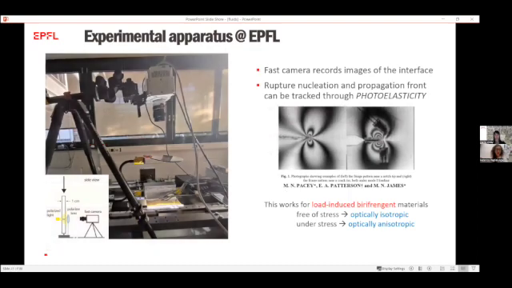Then we used the fast camera, as you can see here in the picture on the left. That allowed us to use photoelasticity. Photoelasticity is a very powerful tool that allowed us to track the nucleation and the propagation of the rupture front. This works very well for birefringent materials. That means that our materials, like PMMA, the one that we use, are optically isotropic when there is no stress applied, but under stress, once loaded, they become optically anisotropic. As you can see here on the right, some fringes can appear and they will allow us to track the rupture front.